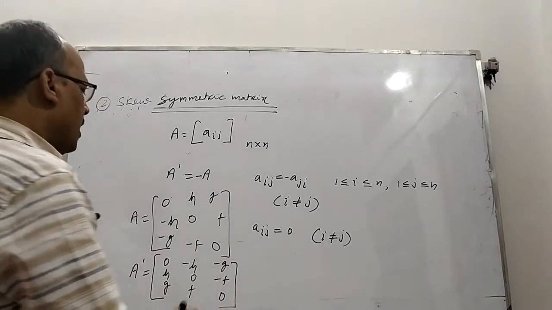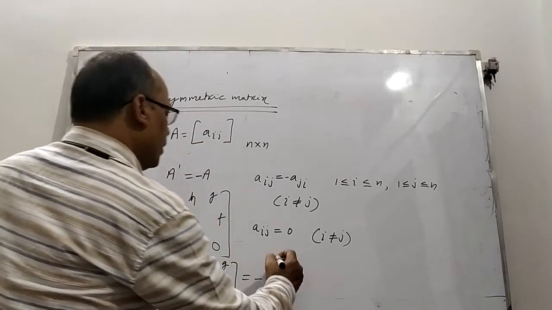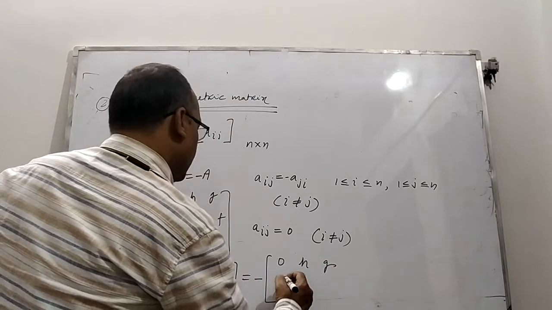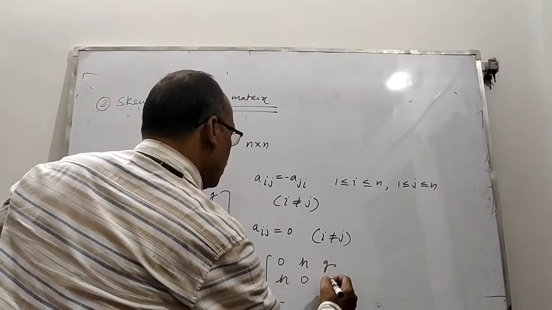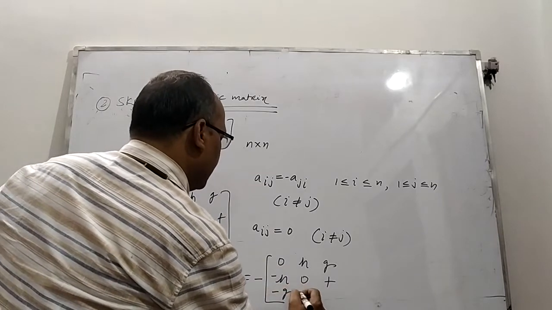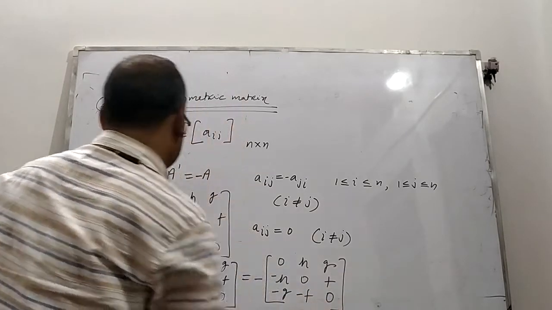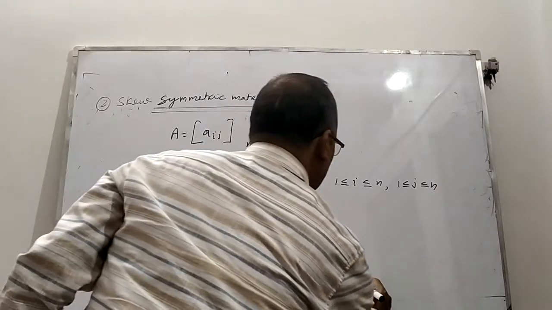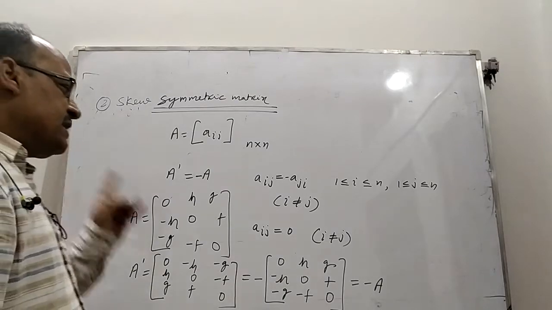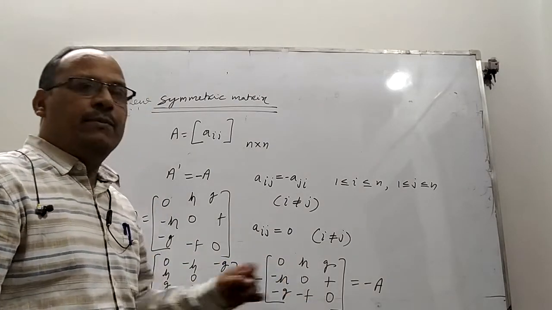Clear? If you take minus outside, what will you get? 0, H, G, H, 0, F, sorry, minus G, minus F and 0. You will see this is equal to minus A. It is a necessary condition. What is the necessary condition? The diagonal elements will be equal to 0.